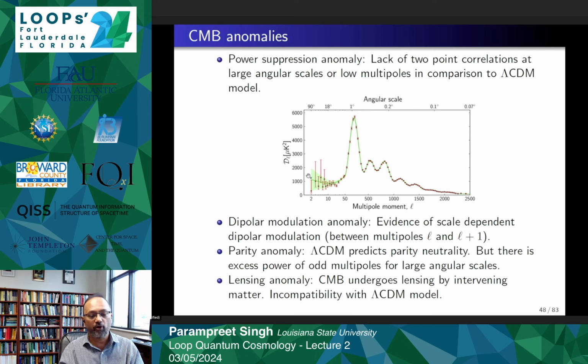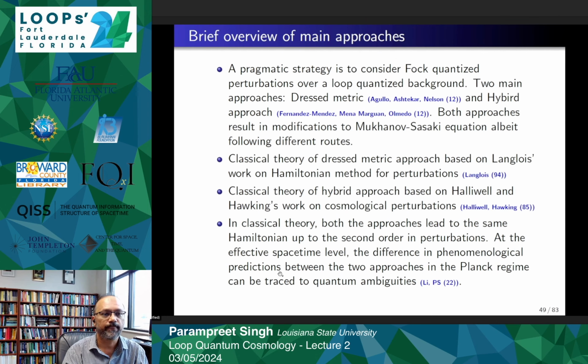There is also a lensing anomaly, which essentially means that the CMB, as it is projected out and we see it back in the sky, undergoes lensing by intervening matter. But there are certain incompatibilities which have been found with the lambda CDM model, and some recent work has been to understand these lensing anomalies in loop quantum cosmology. So these 4 anomalies are the primary anomalies which people have tried to address using loop quantum cosmology.